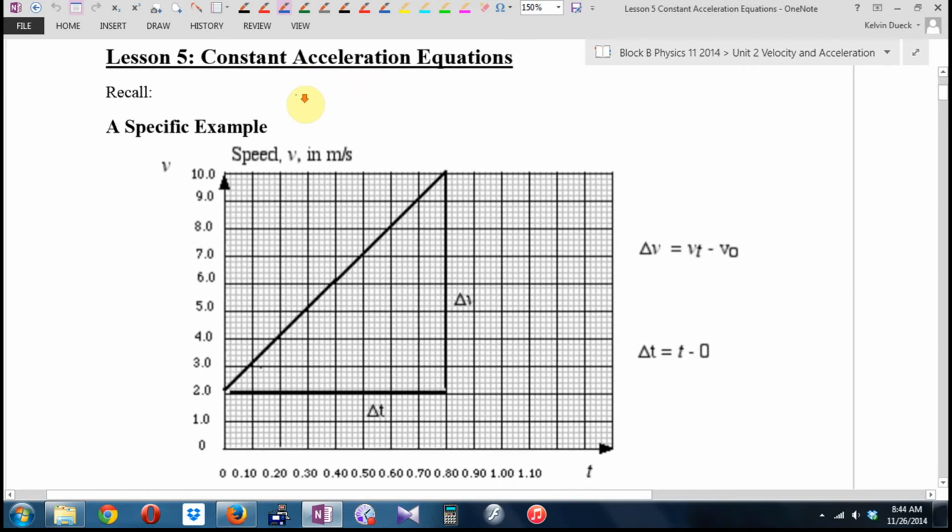What kind of a graph is this? What am I graphing on the y-axis? Look, find the variable. Speed, velocity, speed in this case. What am I graphing on the x-axis? What's it almost always been so far this year? Time. We're really interested in time.